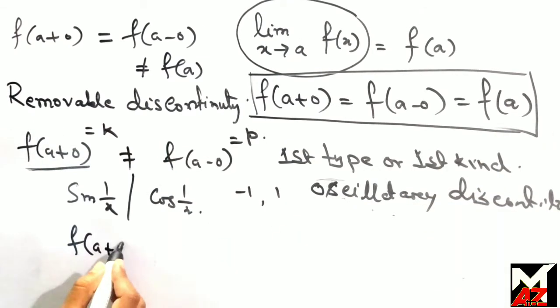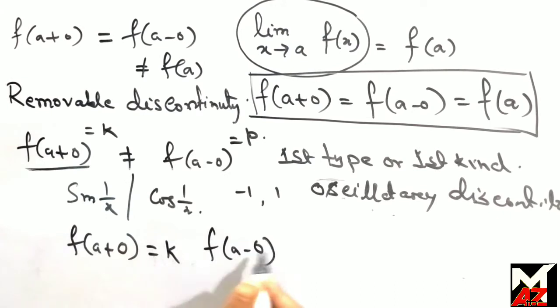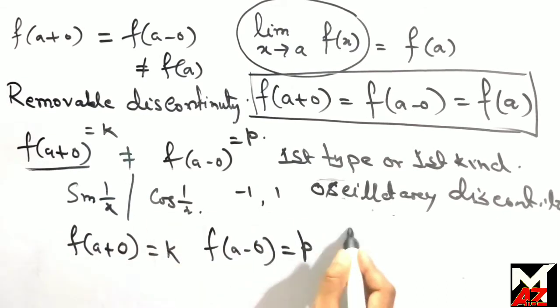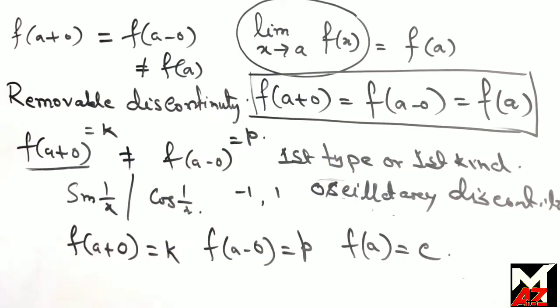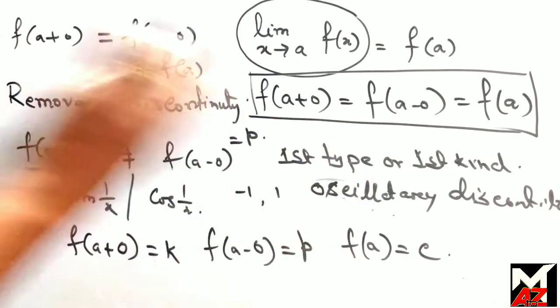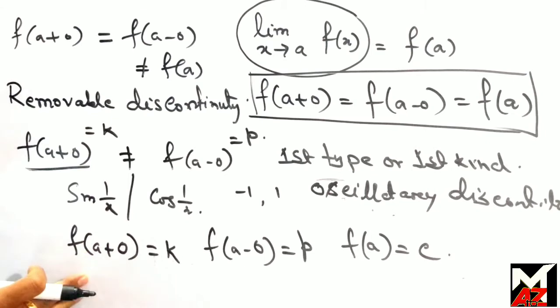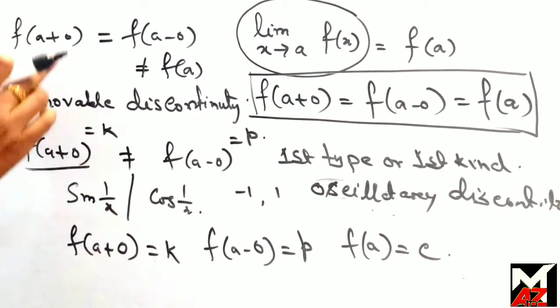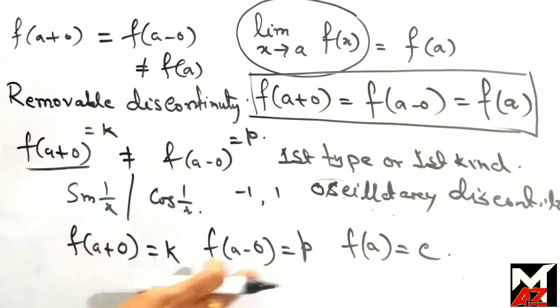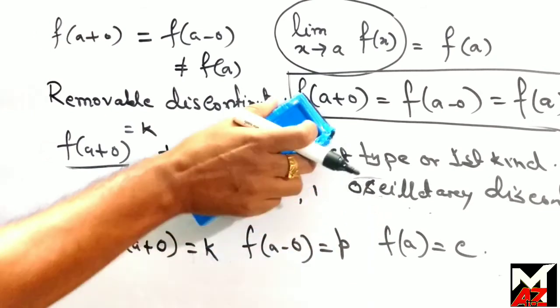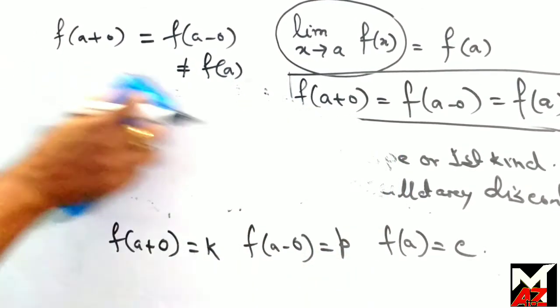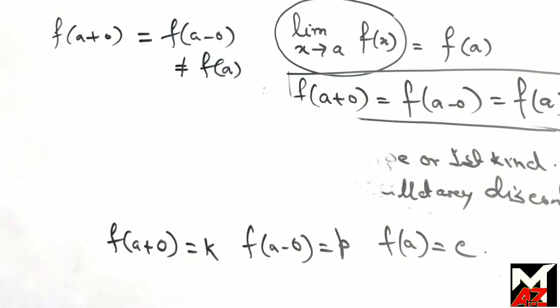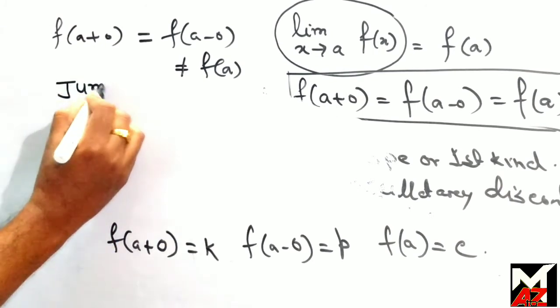f(a+0) is equal to k, f(a-0) is equal to p, and f(a) is equal to c. These three are different. Obviously this is a discontinuity of the first type, because the limits exist but are not equal. Then we say that this type of discontinuity is a jump discontinuity.